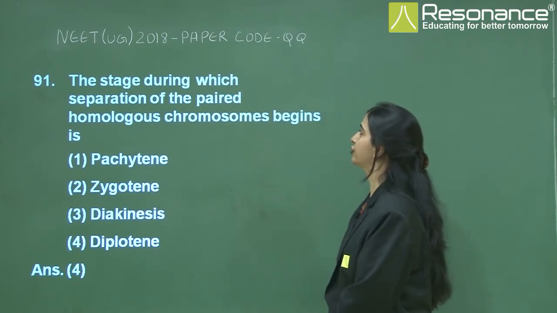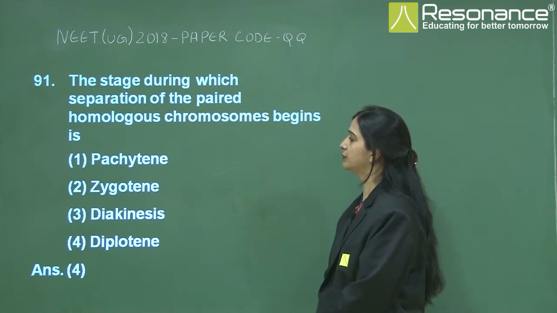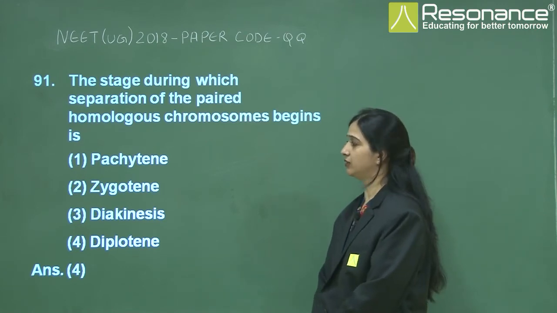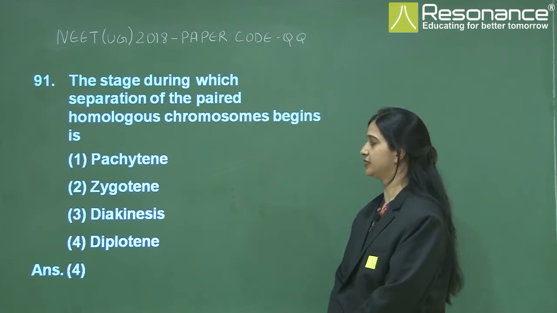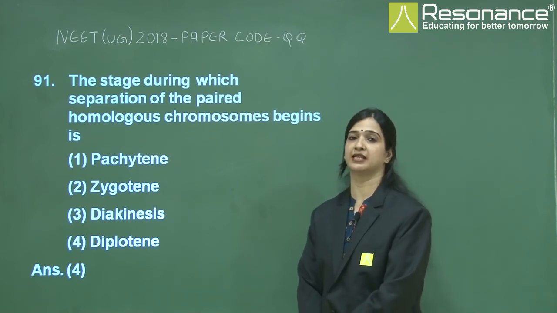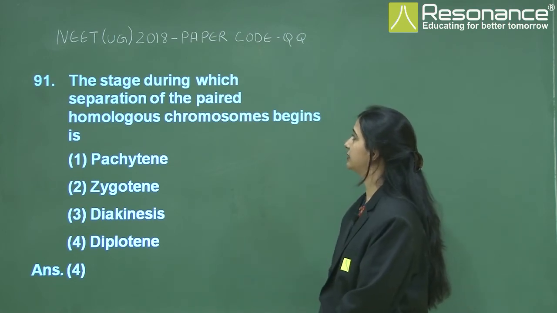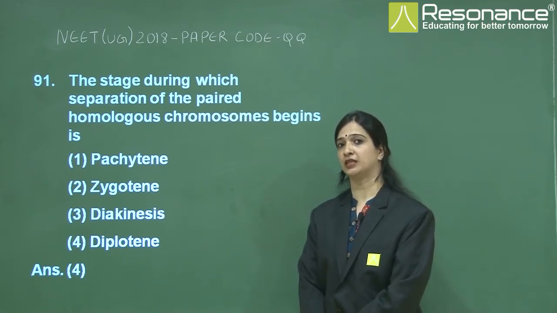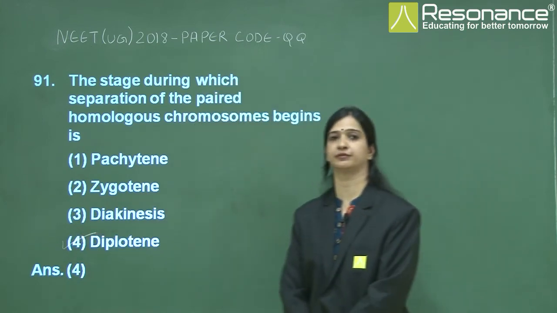Question 91. The stage during which separation of the paired homologous chromosome begins is first pachytene. Pachytene is characterized by crossing over. Second, zygotene, which is characterized by pairing or synapsis. Third is diakinesis, which is characterized by terminalization. And fourth is diplotene, which is characterized by the chiasmata formation. But here it is being asked that the separation of the paired homologous chromosome begins. So the beginning will be during the diplotene. So the correct answer is fourth.